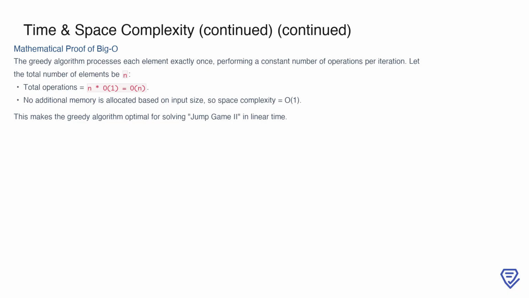Mathematically, the algorithm processes each of the n elements exactly once and performs a constant number of operations per element. This gives us a total of n * O(1), which simplifies to O(n). Additionally, since no extra memory scales with input size, the space complexity is O(1).